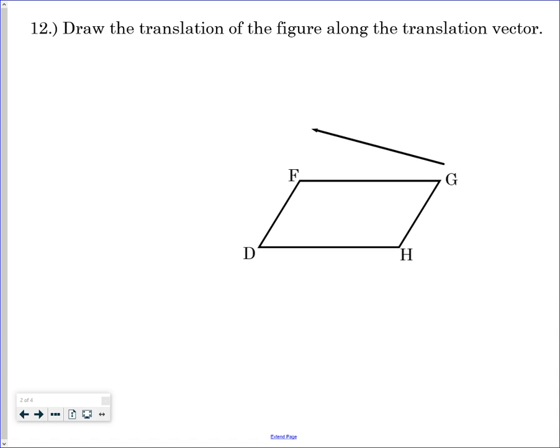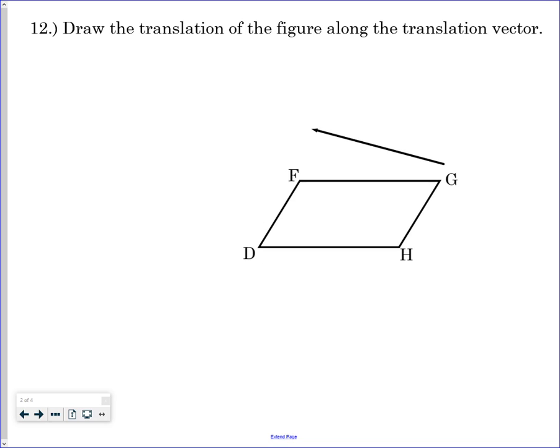This first question: draw the translation of the figure along the translation vector. So here's my translation vector. It's obviously going this direction. You guys see the arrow at the end? Okay, so we're going to draw this exact same shape and move it about this far in that direction. Just like yesterday, it doesn't have to be perfect. I'll show you what wrong would look like, but let's go ahead and do right first.